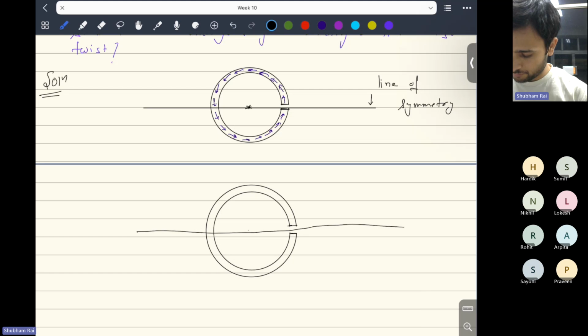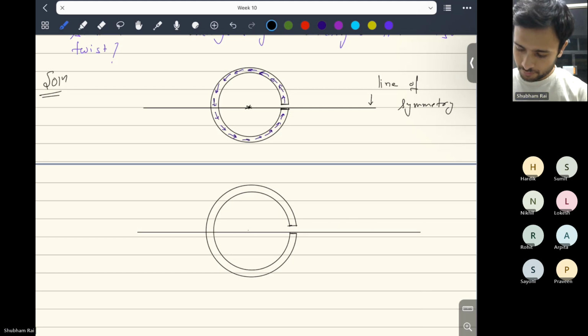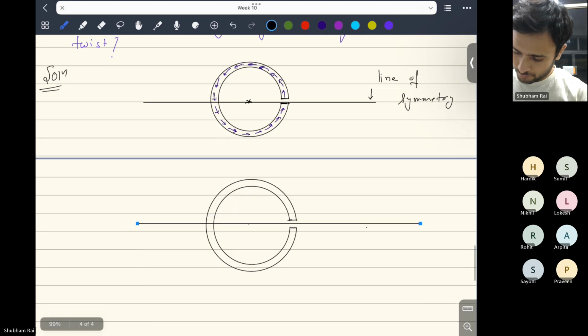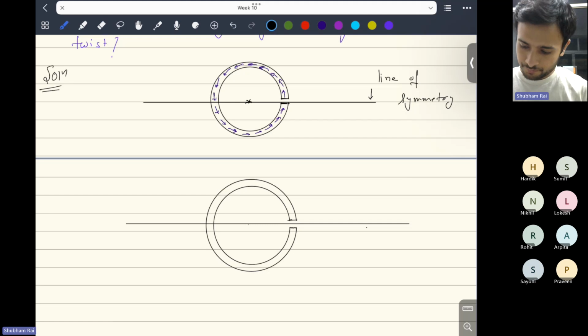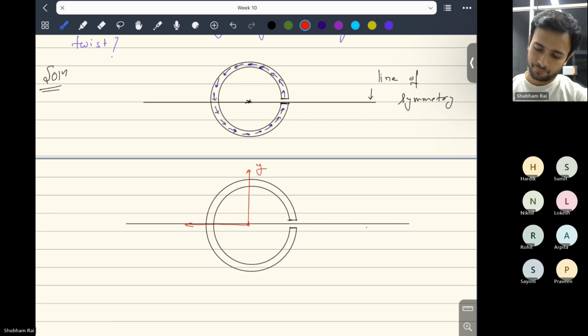Just bear with me. I'm drawing the figure. Fine. That's fine. So let's say that this is the center. This is the y-axis, and this is the z-axis. So this is y-axis. This is z-axis. Okay. Let me just enlarge the z-axis.